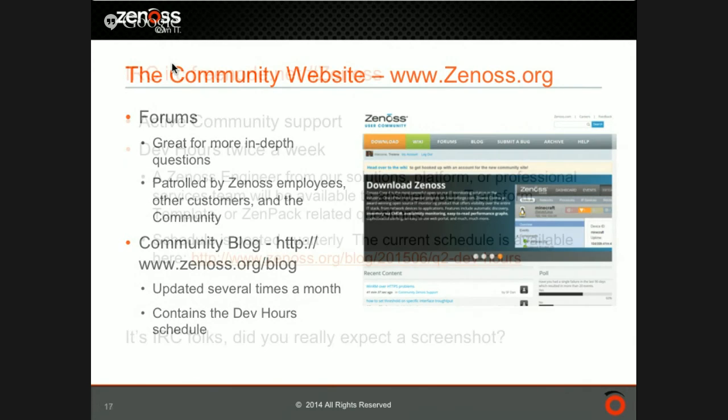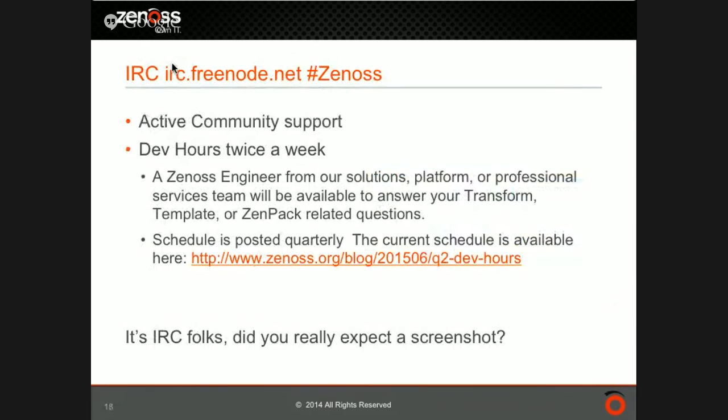On to IRC. As I've already covered the dev hours, the IRC channel is very active. There's usually 6,000 lines of chat a month. That's several hundred lines of chat a day. If it's not busy when you're there, you've gotten there at the wrong time, but usually 9 to 5. If you ask a question, you'll have an answer within 10 to 15 minutes. Pretty straightforward. Dev hours, as I said, the schedule is posted quarterly, and the schedule is on the never updated Zenoss blog. So take a look there, and you will have a schedule that should help you find out when to get to dev hours.